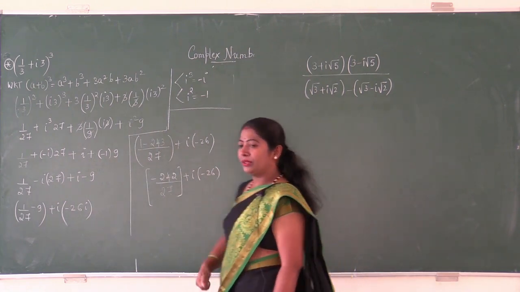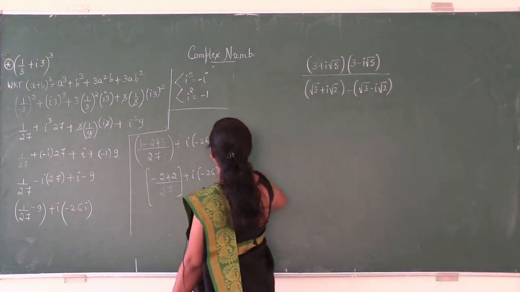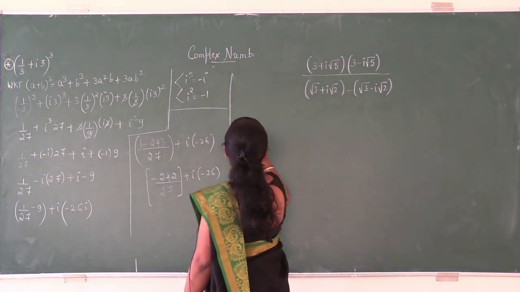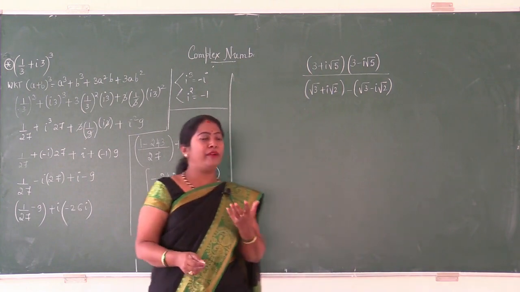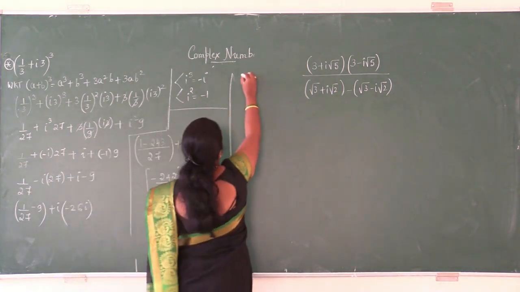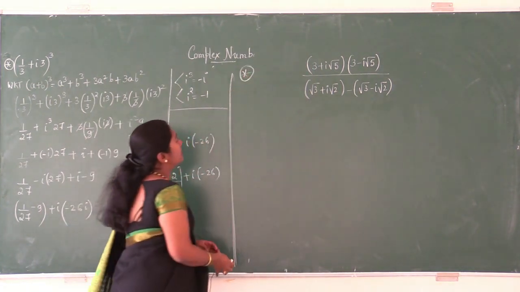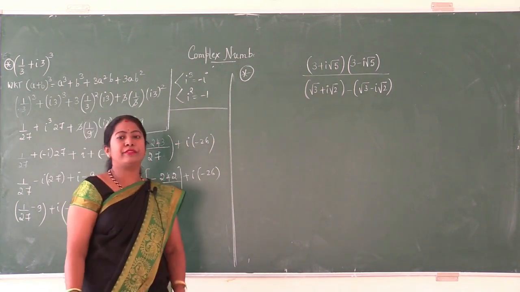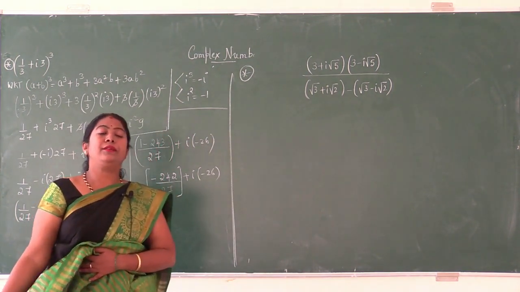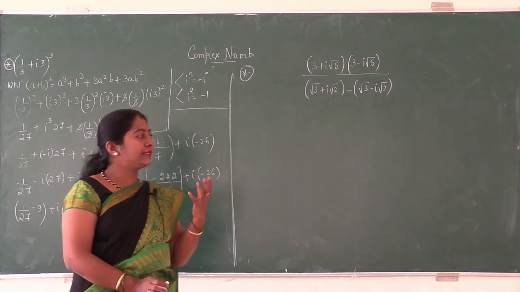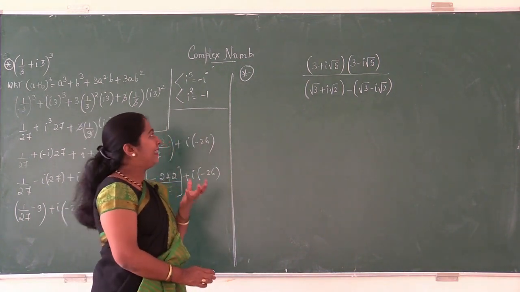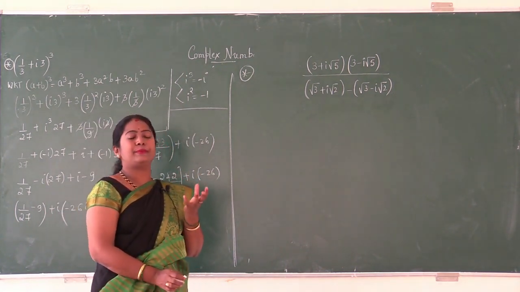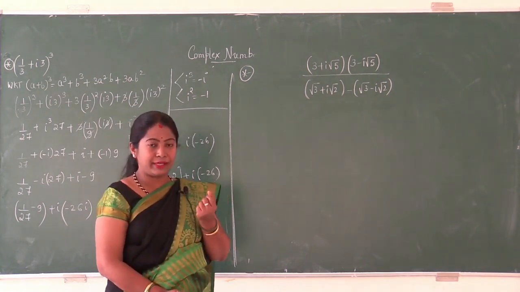Next, moving on to the next problem we have. We need to express this in the form of a plus i b. So when you observe, the numerator is of the form what? (a plus b) into (a minus b). So what is (a plus b) into (a minus b)? (a plus b) into (a minus b) is a square minus b square.